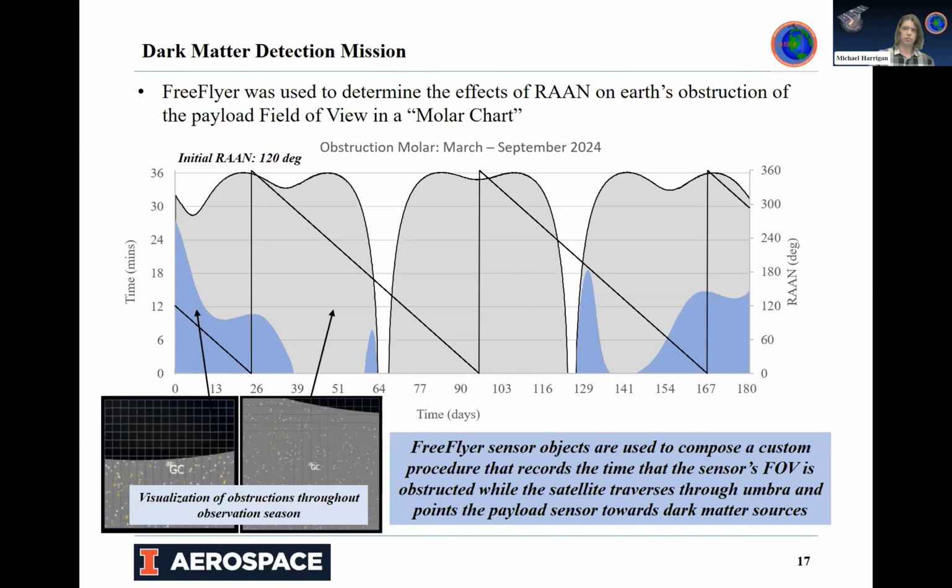Here in the dark matter example, FreeFlyer was used to determine the effects of RAAN on Earth's obstruction of the payload's field of view in what we call a molar chart. In this example, the blue region of the chart is an acceptable field of view, while the gray region of the chart is an unacceptable field of view. FreeFlyer sensor objects are used to compose a custom procedure that records the time that the sensor's FOV is obstructed, while the satellite traverses through umbra and points the payload sensor towards dark matter sources.